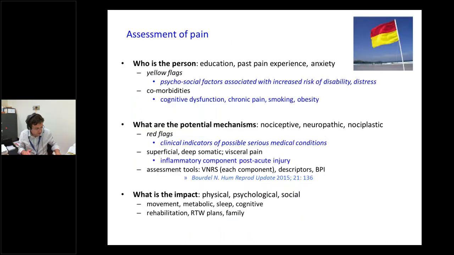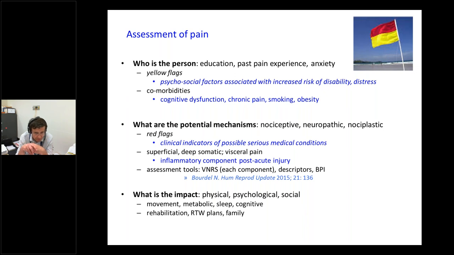So that leads us to, how do you assess someone with pain? And so clinically, I approach it as, who is the person? What are the mechanisms of their pain? And what's the impact of their pain? So when we're looking at who's the person, what's their education status? What was their childhood like? Are they anxious? What's their neuronal sort of responses? How have they responded to pain previously or a pain event? What are the psychosocial factors that are associated with increased risk of disability and distress? Are they there? Other things include comorbidity. So do they smoke? If they smoke, then that suggests that they're more inflammatory. They might have an anxiety disorder.